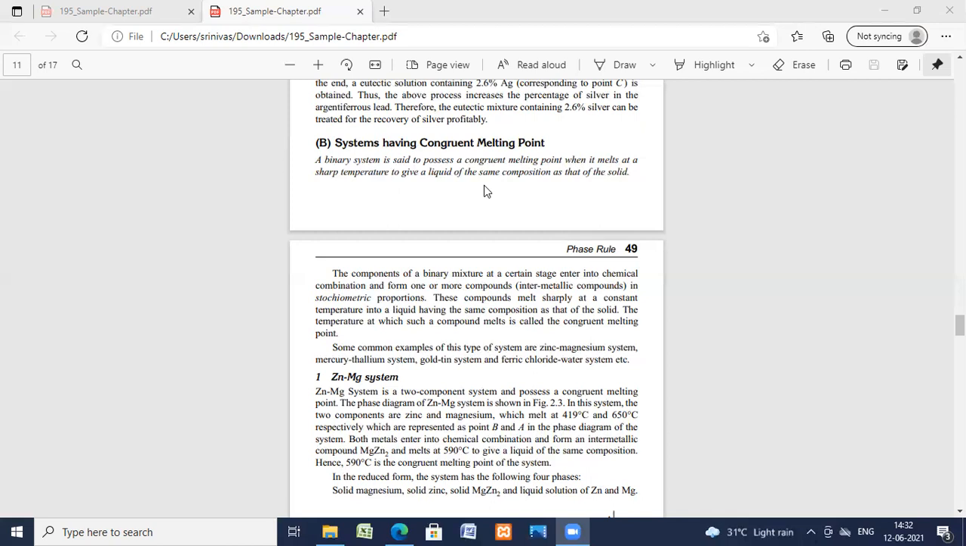So you have understood what is a phase, what is a component, and what is the number of degrees of freedom, represented by P, C, and F. What is phase rule? The sum of the number of degrees of freedom F and the number of phases P exceeds the number of components by 2. It's called Gibbs phase rule. F plus P is equal to C plus 2. So I'm giving you the introduction before starting the congruent melting point systems.